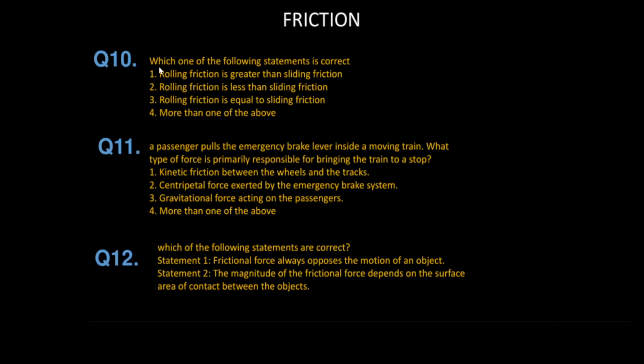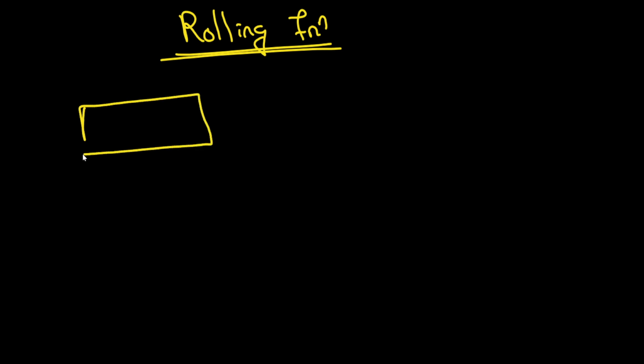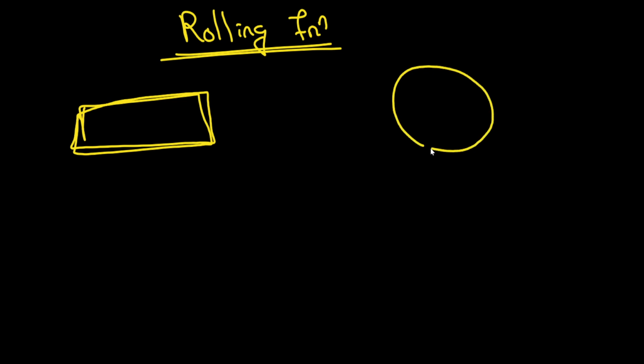See, which of the following statements is correct? The rolling friction is greater than the sliding friction. I have not talked about rolling friction, so now I will talk about what rolling friction is. See, rolling friction. The friction on the object, we have discussed. Here is the rolling object, a roller, like a wheel or a disc, anything. This is rolling. In this situation, what amount of friction will act?